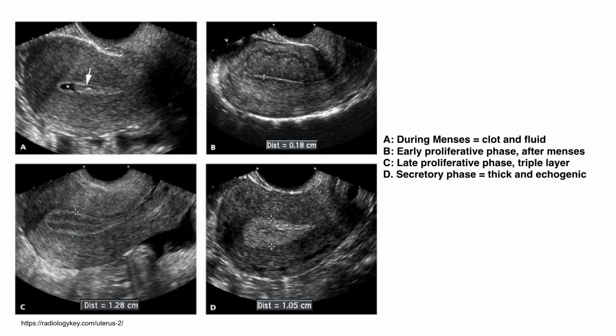Here is an image of a uterus during the different phases of the menstrual cycle. Panel A shows clot and fluid during menses. Panel B shows early proliferative phase after menses. Panel C shows late proliferative phase, which shows a triple layer. Panel D shows secretory phase, which is thick and echogenic.